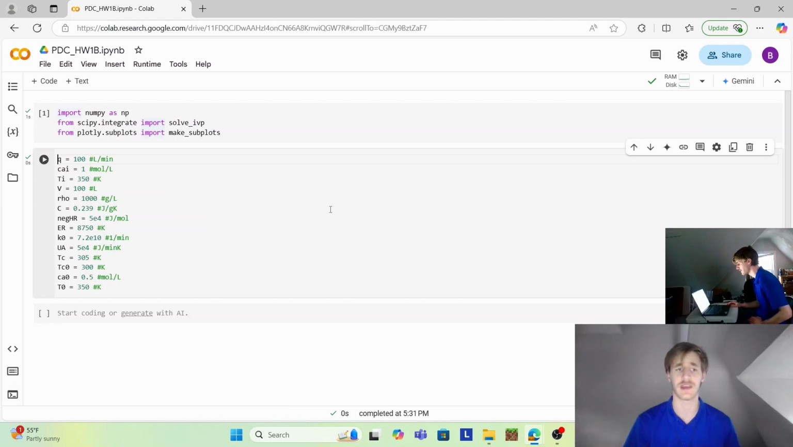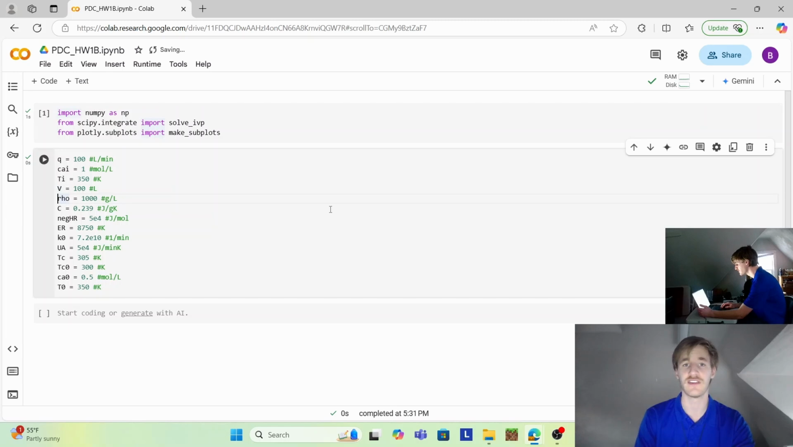All right, here I am in Python, and I've already got our libraries imported, and I'm going to do a quick run through here of our initial variables. Our flow going in is 100 liters per minute. Concentration in is a mole per liter. Temperature in is 350 Kelvin. Our volume of the tank is 100 liters. The density of water is, of course, 1,000 grams per liter. Heat capacity is 0.239 joules per gram Kelvin. Negative heat of reaction is 5 times 10 to the 4th joules per mole.